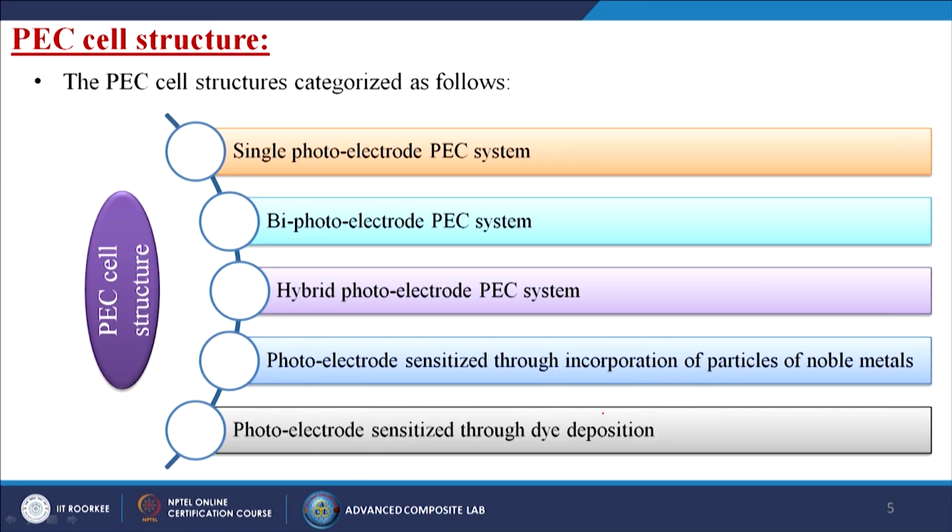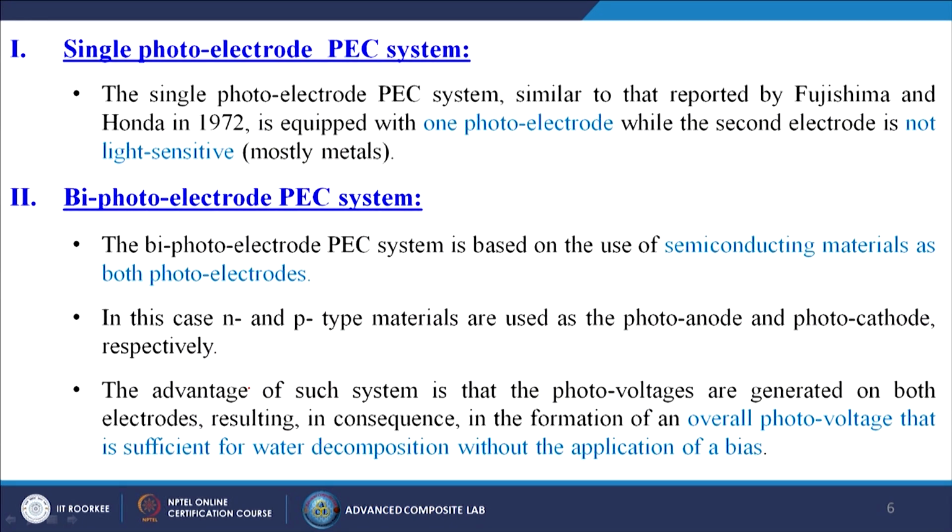Now, what is the PEC cell structure? The PEC cell structure is categorized as follows: single photoelectrode PEC system, biphotoelectrode PEC system, hybrid photoelectrode PEC system, photoelectrode sensitized through incorporation of particles of noble metals, and photoelectrode sensitized through dye depositions. So, basically this is talking about the PEC cell structure. Now, we are going to discuss one by one.